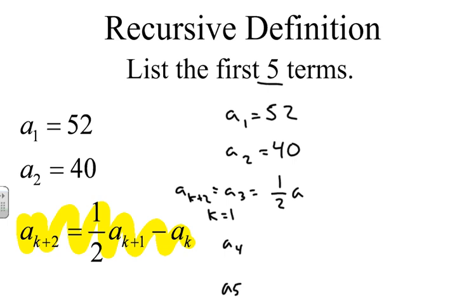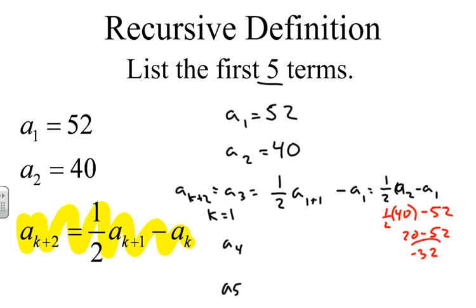So what we have then is we plug that k value into the remaining part of our equation. We have 1/2 times a sub 1 plus 1, which is a sub 2, minus a sub 1. So what is that going to equal? When we plug all these values in, a sub 2 is 40, so we have 1/2 of 40, minus a sub 1, which is 52. And so we have 20 minus 52, which gives us negative 32. So that's a sub 3.